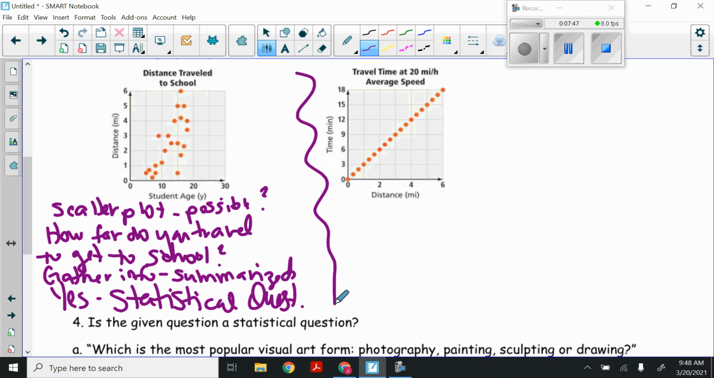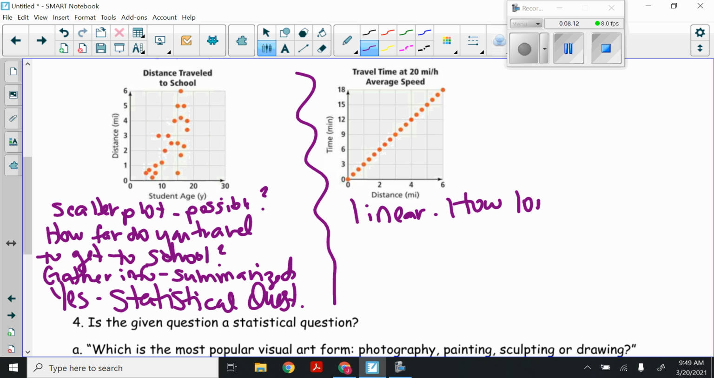Let's look at graph number 2. We can see by looking at this, this is a linear graph. So what would be the possible question asked here? We see that it's the travel time at 20 miles per hour with the average speed. Okay? So they give me the distance and the time. So possible question here, how long does it take?